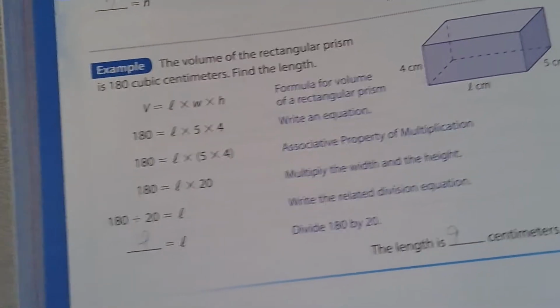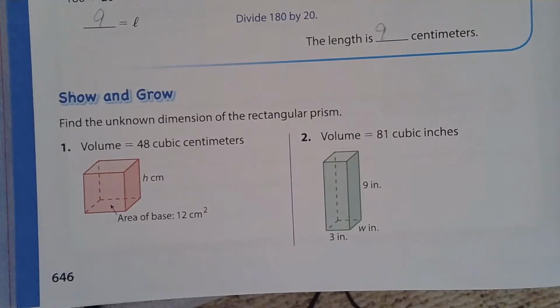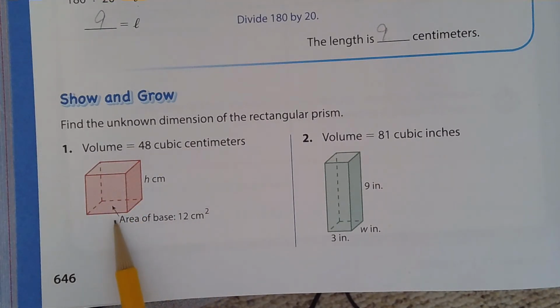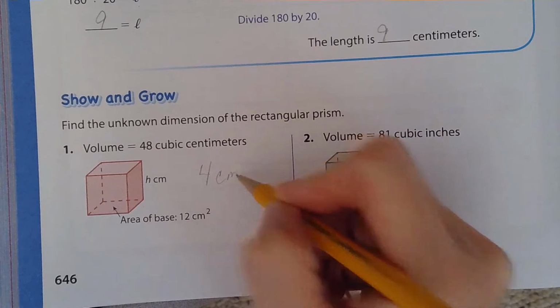Let's do these first 2 together. Find the unknown dimensions of the rectangular prism. Our whole prism here is 48 cubic centimeters, and the area of the base, which is length times width, is 12. What's 48 divided by 12? 4. So H is 4 centimeters.